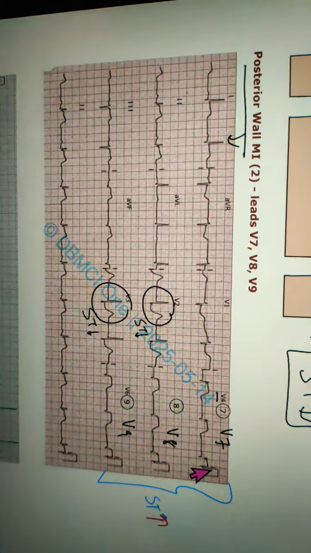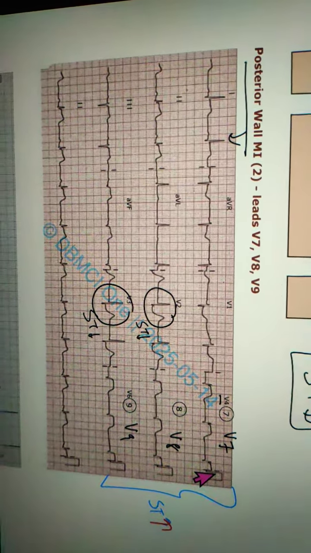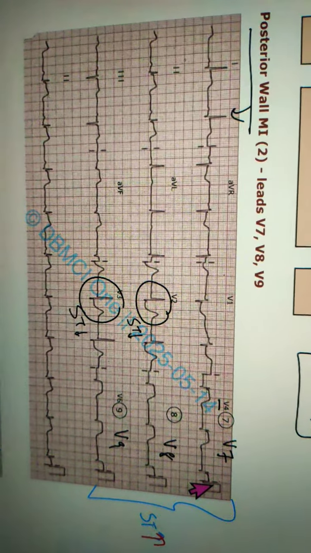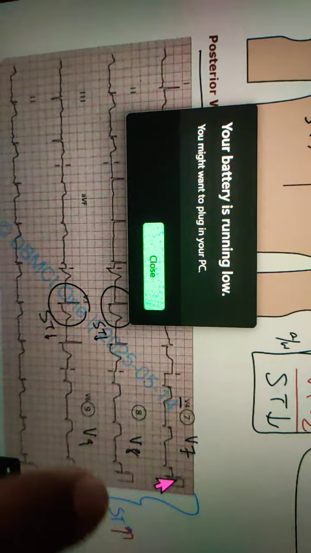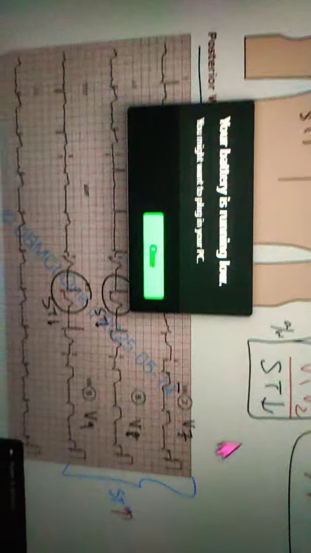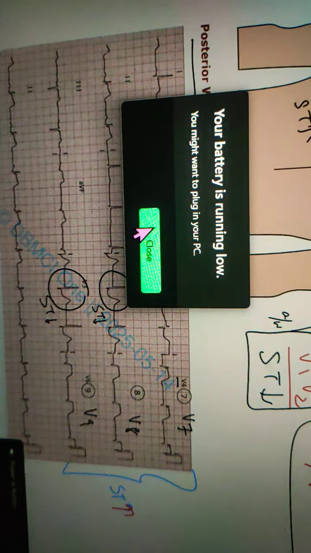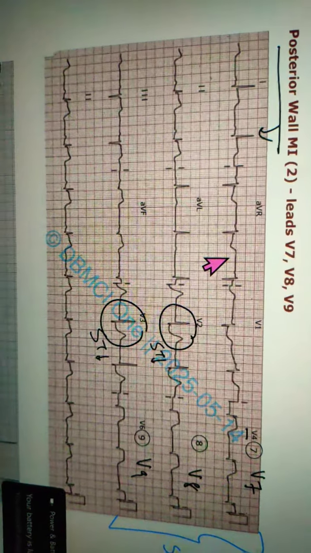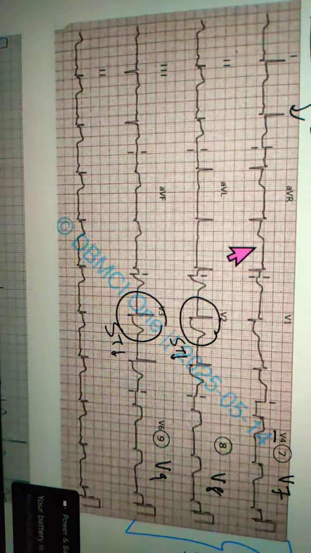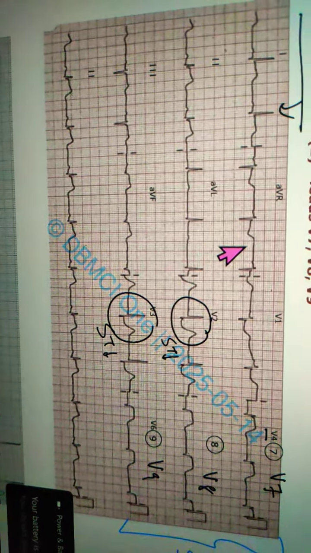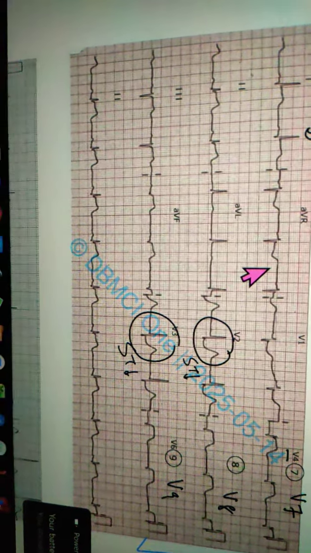You can see this ECG in which you have the posterior leads, that is V7, V8, V9, with a proper ST segment elevation, and the anterior leads have ST segment depression. So that is clearly suggesting that this is a case of posterior wall MI.